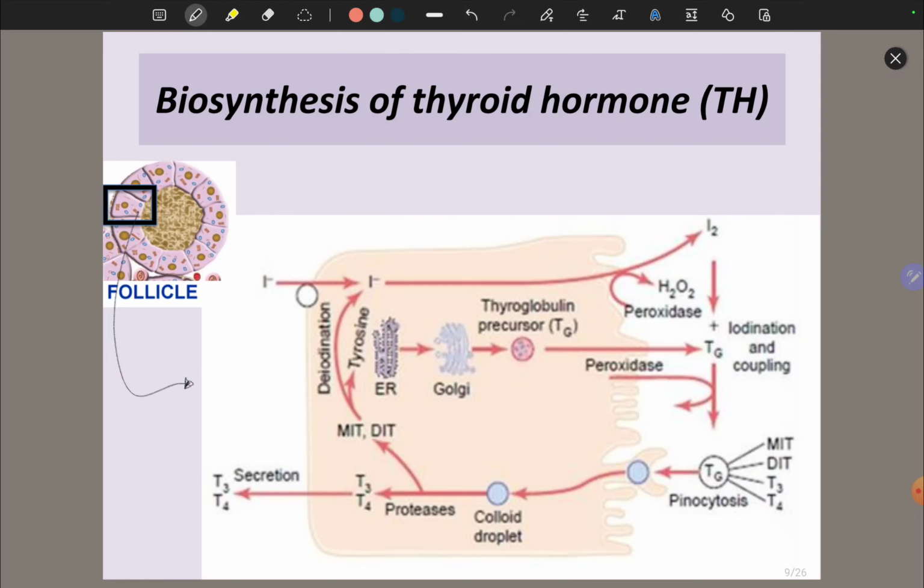Iodine. This is the follicular cell that transports or pumps iodine into the cell. Then the iodine should be oxidized.